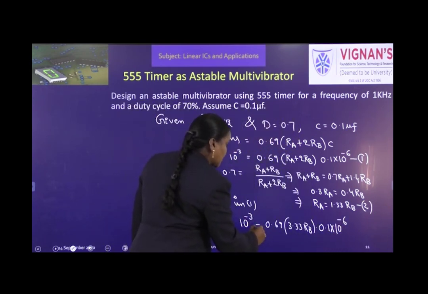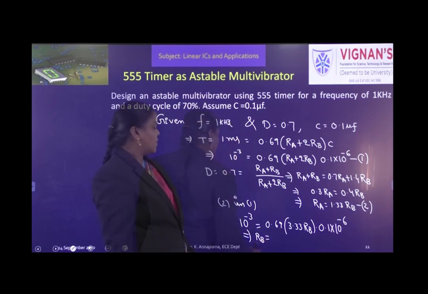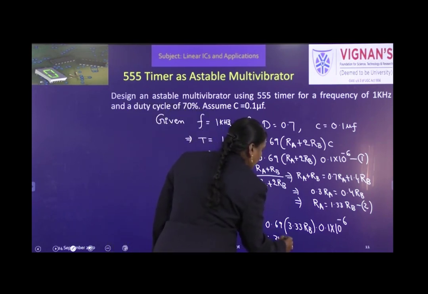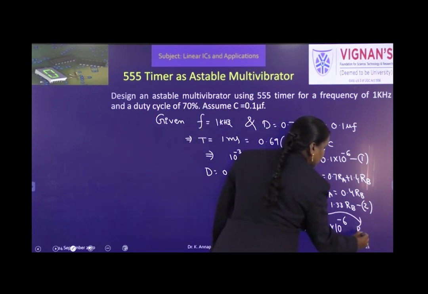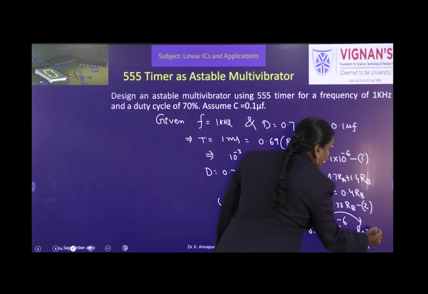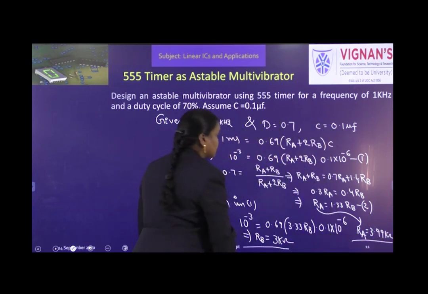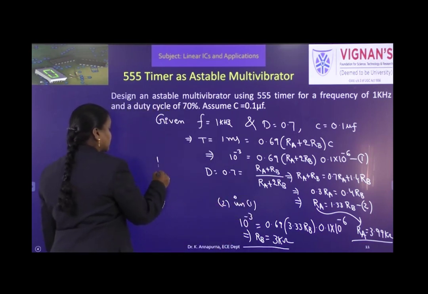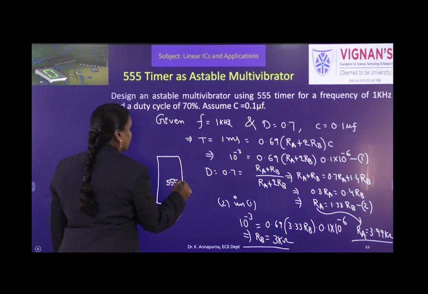So from this, what is RB? RB is 3 kilo ohms. And if I substitute here, what is RA? 3.99 kilo ohms. So once you find these values, draw the 555 astable multivibrator and place these values. Then only the design will be completed.